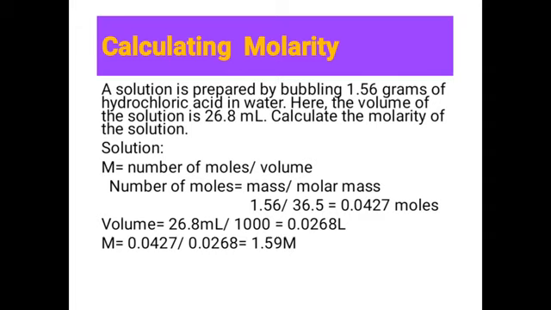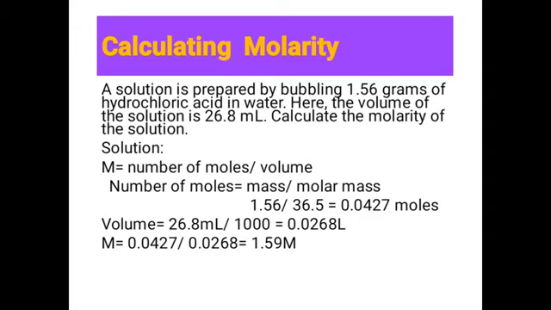1 dm cube is equivalent to 1000 ml. That means 1 liter is equivalent to 1000 ml. So to convert that ml to liter, you are going to do 26.8 divided by 1000, and that will be 0.0268 liter.